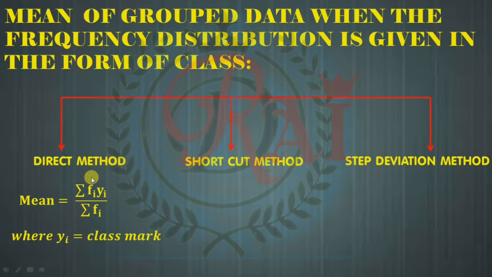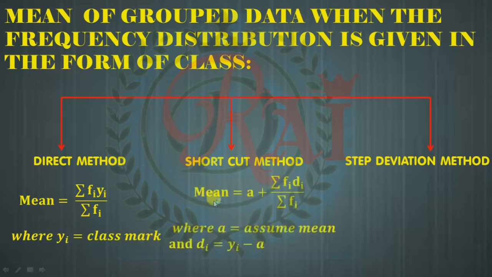direct method, shortcut method, and step deviation method. In direct method, the formula is mean equals summation of fi yi divided by summation of fi, where fi is the frequency and yi is the class mark. Shortcut method: mean equals a plus summation of fi di divided by summation of fi, where a is the assumed mean and di equals yi minus a.